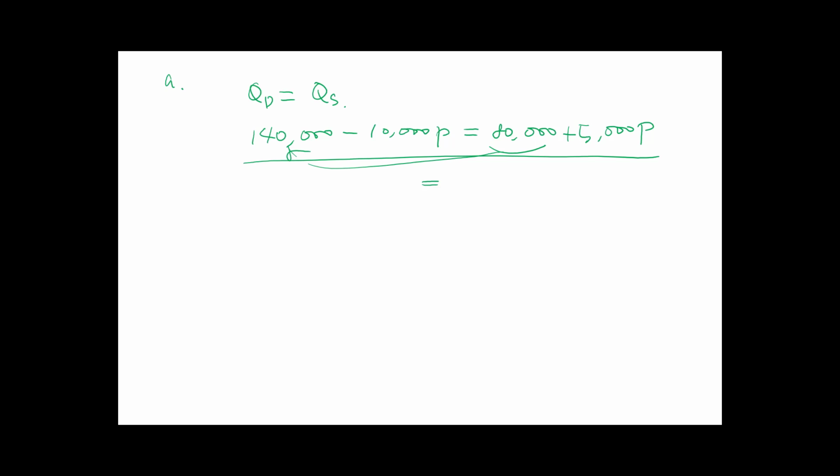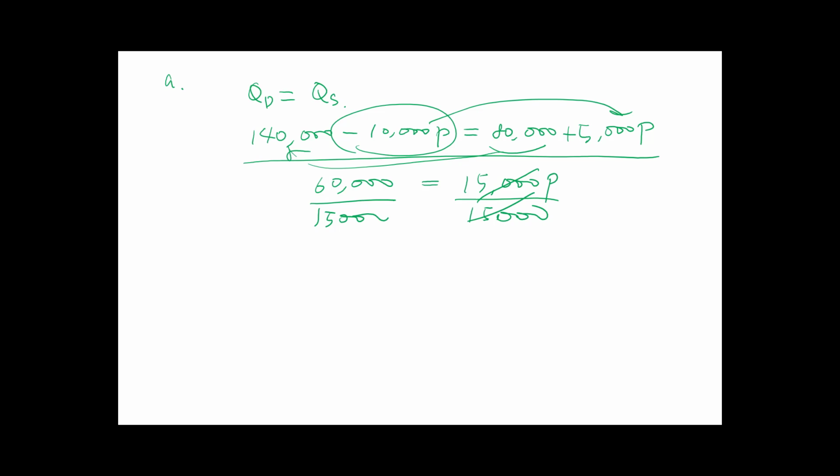Move 80,000 to the left, then you have 60,000. And moving this to the right, you have 15,000P. So divide both sides by 15,000. Cancel here. Cancel 3 and this one. Generate 4. So the equilibrium price that you found from quantity supplied and quantity demanded is 4.